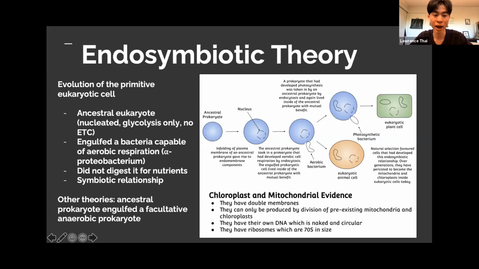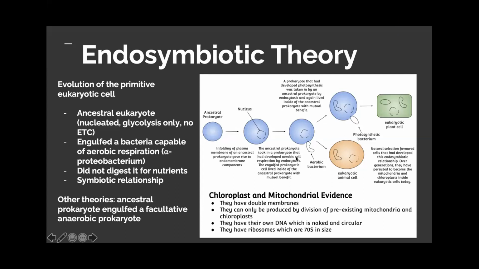So when the ancestral cell ate the aerobic bacteria, it used it as an energy farm, where the ancestral cell would supply glucose to the bacteria, and the bacteria was able to produce energy out of it and supply it to the cell. And so in terms of the symbiotic relationship, both parties were able to have an advantage, really.